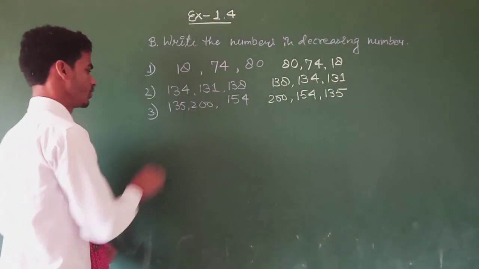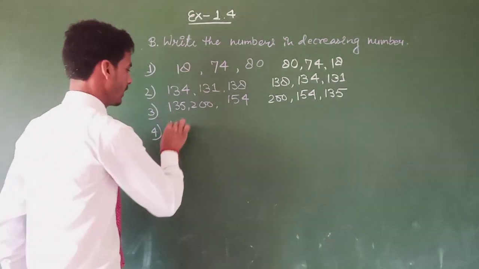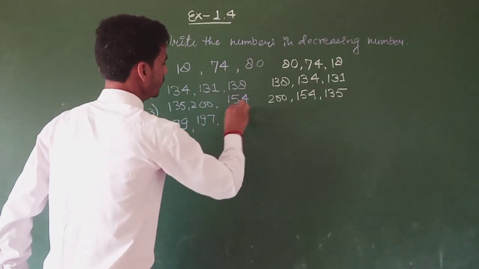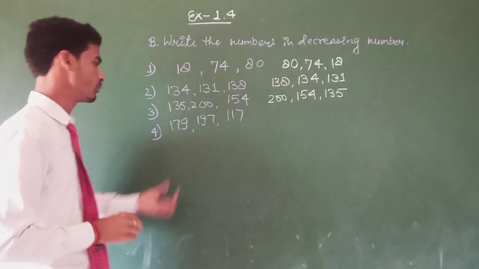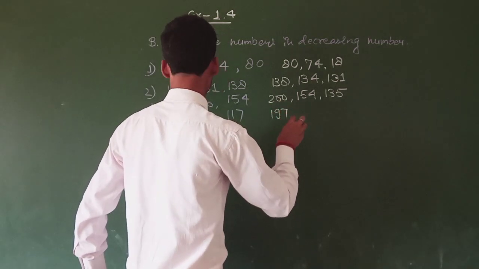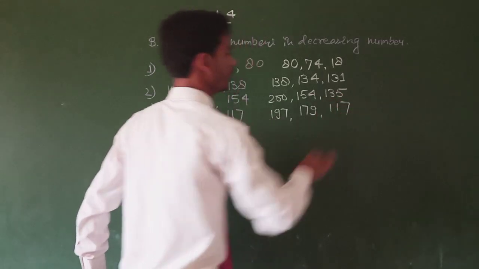Next one is question number 4. 179, 197 and 170. Which one is greatest? We know that 197 is greatest: 197, 179 and 170.